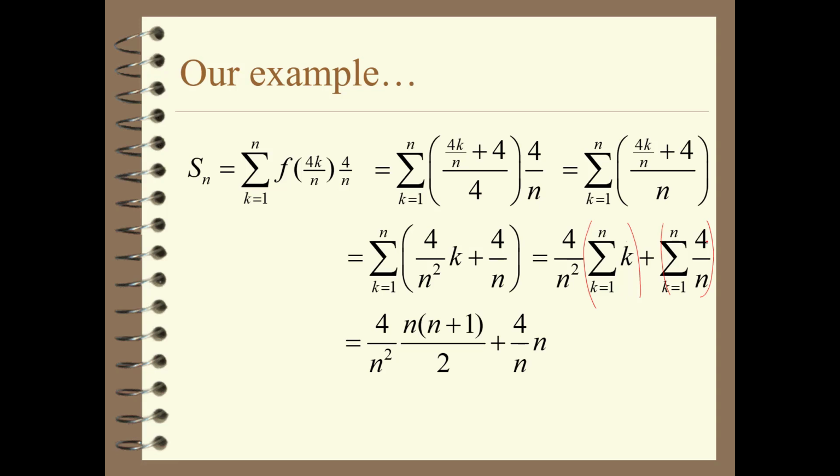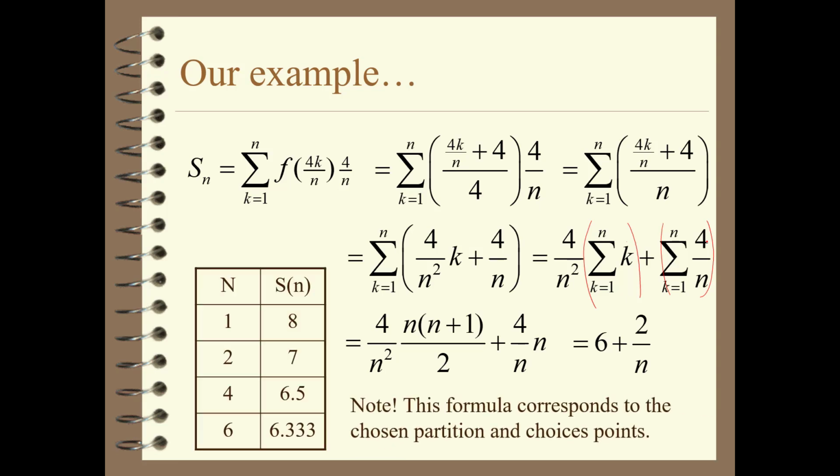Notice the k is gone, as it should be, because in a summation, the index is just a dummy variable. You won't see it in the answer. I'll just simplify that, and that gives me this 6 plus 2 over n. That would then give me the area of these n rectangles added together.